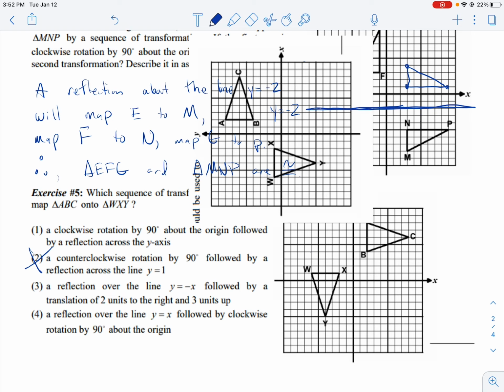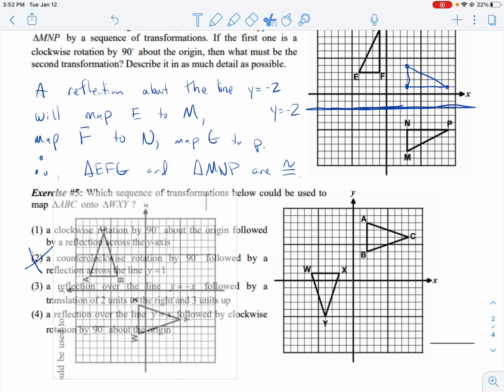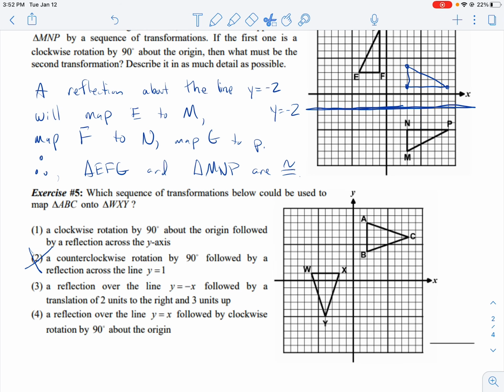Let's see, a reflection over the line y equals -x, followed by a translation of 2 units to the right and 3 units up. Okay. Well, let's talk about that one. So a reflection over the line y equals x. So I'm going to delete this guy. Okay, so reflection over the line y equals, or I'm sorry, -x. So it's going to be this guy right here. Okay, that's the equation, y equals -x. So let's reflect it over that.